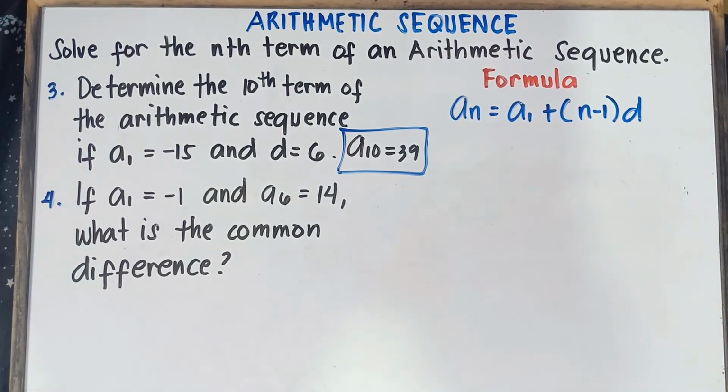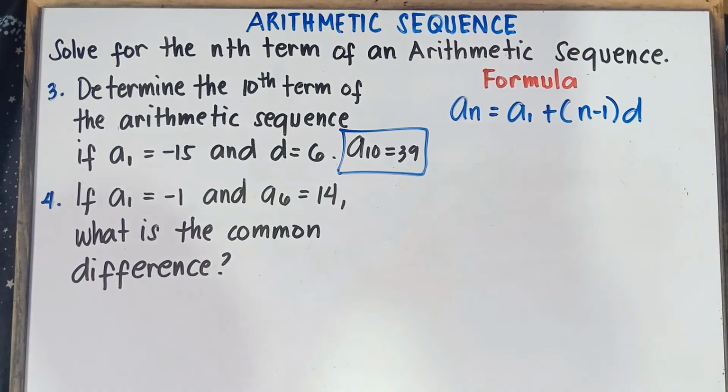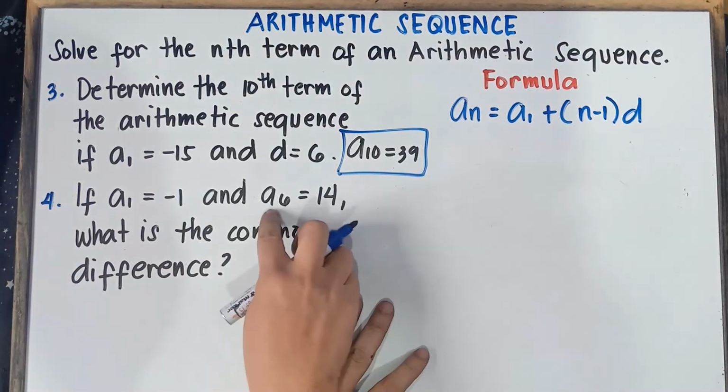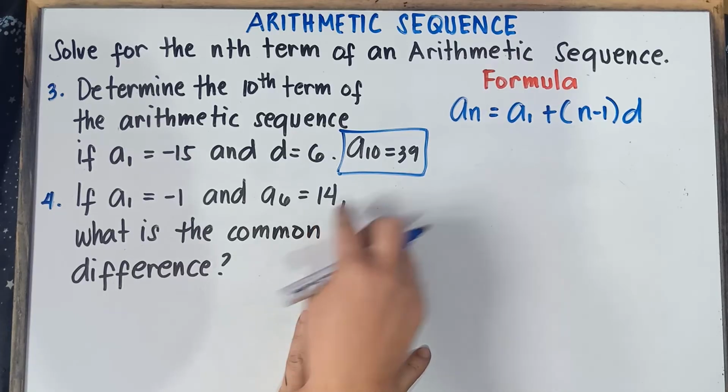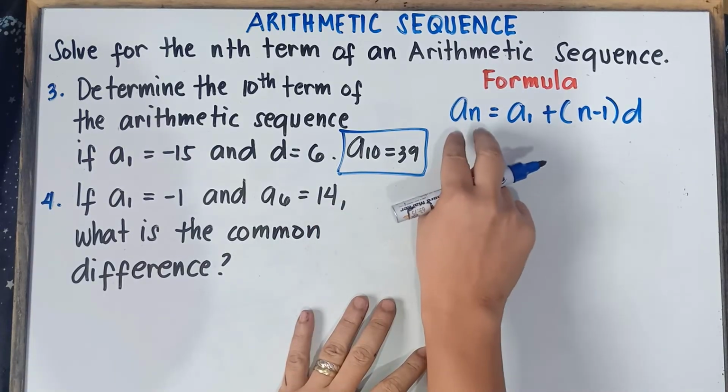Alright, so if a sub 1 is equal to -1 and a sub 6 is equal to 14, what is the common difference? Alright, so let's do that. We are given a sub 6, so our general term, our last term, would be 14. Therefore, simply substitute the value of a sub n.